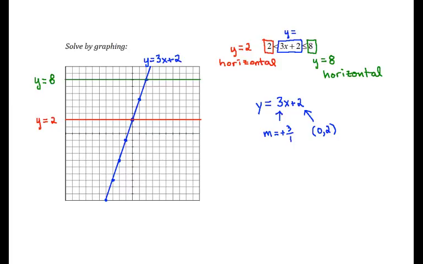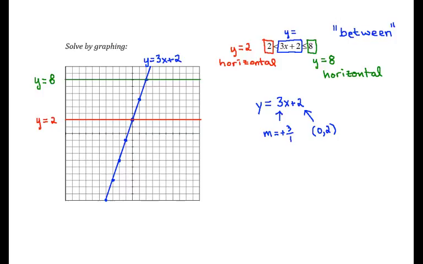Now, to look at this compound inequality, I want to step back and look at it as a big picture. When I read this from left to right, I see that 2 is less than 8 and that both of my inequalities are less thans. So it does make sense to interpret this as a between. I'm going to think of this as I want the part of y equals 3x plus 2 that lies between these two horizontal lines. I do need to check the inequality to make sure it makes sense before I just assume that that's my solution set.